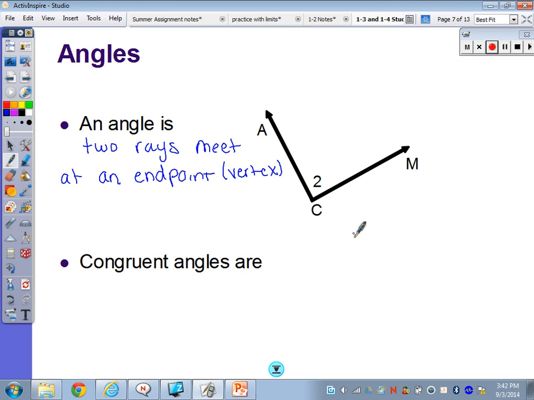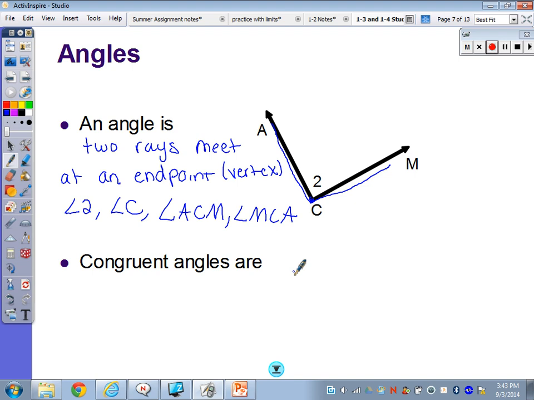And we can name an angle multiple ways. If there's a number in it, we can just name it with a number. So that's angle 2. We can name it by the vertex point, which is angle C, as long as there's only one angle with that name. Or you can name it with 3 letters. If you name it with 3 letters, the vertex has to be in the middle. So you kind of like trace. So I could name this angle ACM, or I could go the other way, angle MCA, but C must be in the middle. The vertex point must be in the middle.